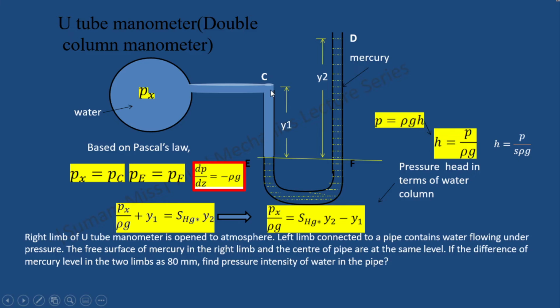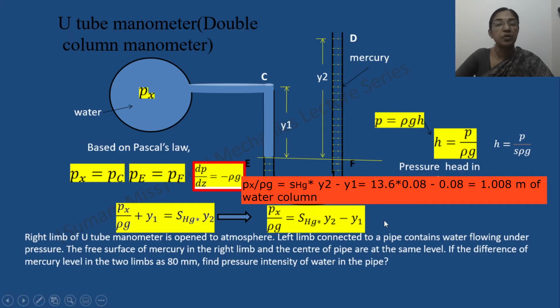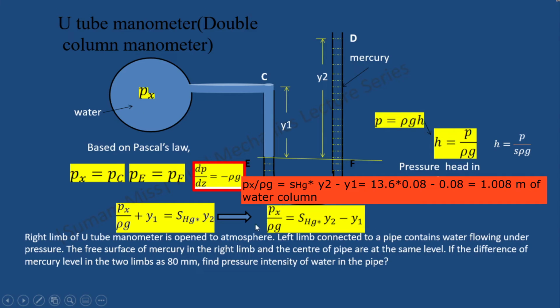So we can use the same expression to find out the pressure head here, that is Px by rho g equal to SHG into Y2, that is equal to 80 mm. This should be converted into meters, and Y1 is also 80 mm. So we can find Px by rho g in terms of meters of water column. If you want to obtain the pressure, you have to multiply this pressure head by rho g.